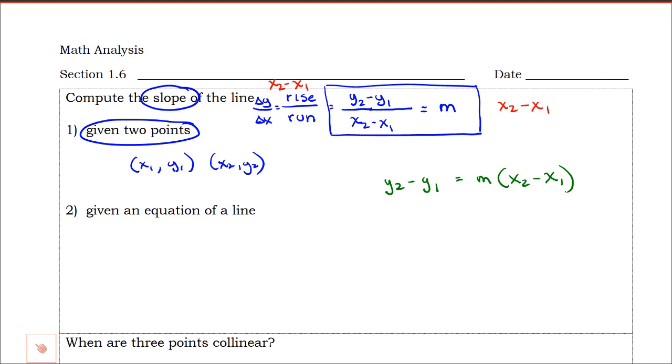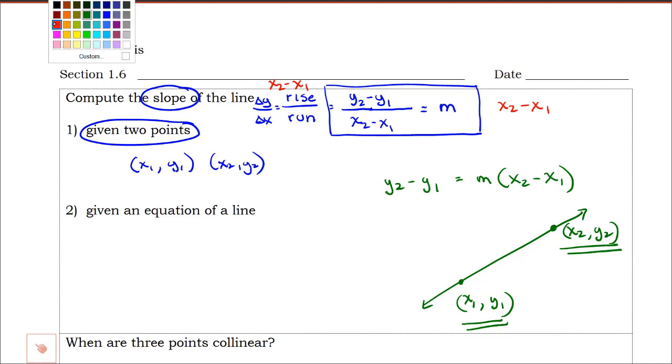Now, here's our line. Here is x2, y2, let's say. And here is x1, comma, y1. But let's say I don't want to just talk about these two individual terms. Let's say I want to talk about this point and all the other points on the line. All of them.